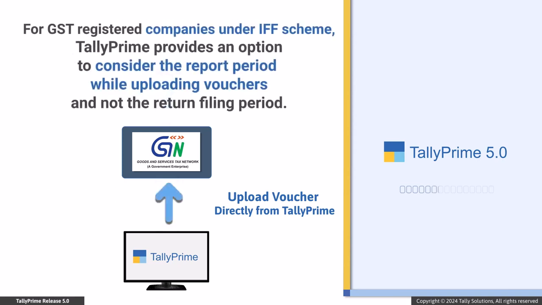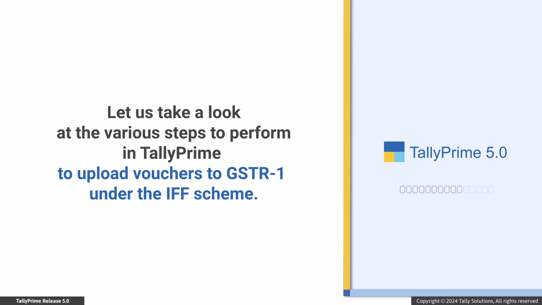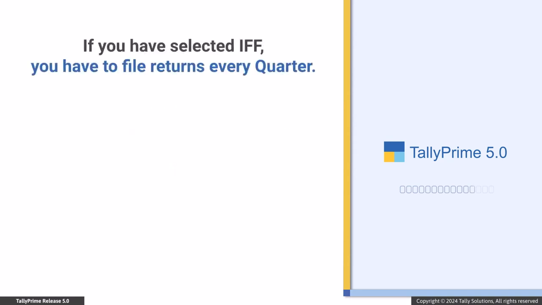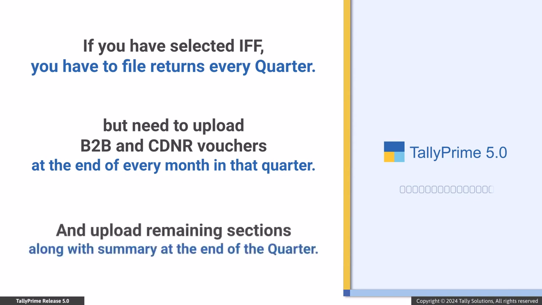Since the registered users filing returns under the IFF scheme file returns only at the end of the quarter, TallyPrime provides an option to consider the report period while uploading vouchers and not the return filing period. You can take a look at the various steps to perform in TallyPrime to upload vouchers to GSTR1 under the IFF scheme. If you have selected IFF, you have to file returns every quarter but need to upload B2B and CD/NR vouchers at the end of every month in that quarter and upload remaining sections along with summary at the end of the quarter.